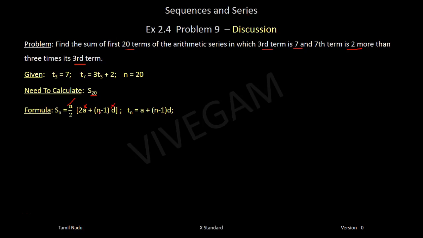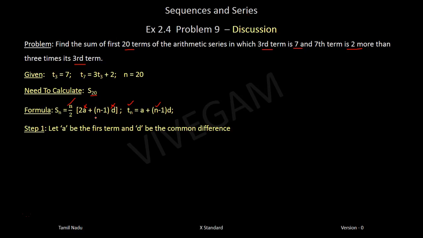At the same time, they have given us T3 and T7. What is the Tn formula? Tn is a plus n minus 1 into d. In both the cases, because they are saying T3 and T7, we know n. So this is known, and you will get two equations in terms of a and d. Using these two pieces of information, T3 and T7, you will be able to form two equations in terms of a and d. If you solve that, you will get the values of a and d. Once you get them, all you need to do is substitute those values here. You got it? This is how we need to work this problem.